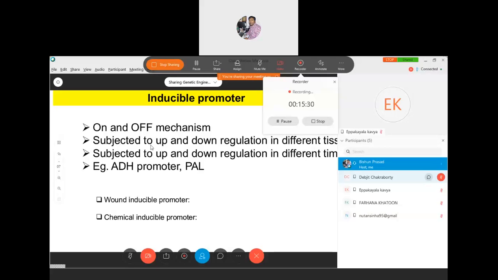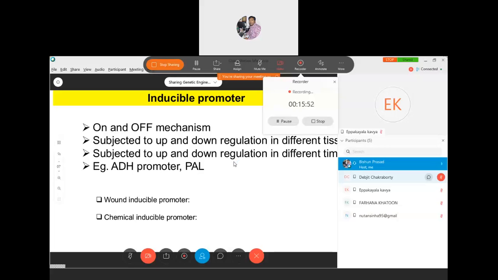So these kinds of genes are also subjected to up and down regulation in different tissues. So if you want to express maximum in the leaf and you want to express minimum in the root, then also you can take this inducible promoter. It is also subjected to upregulation and downregulation at different time points.